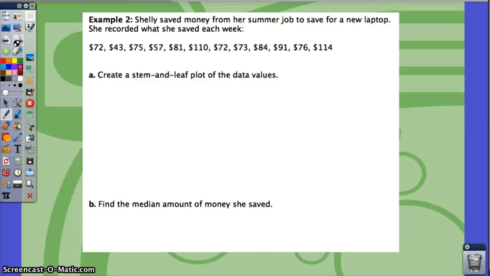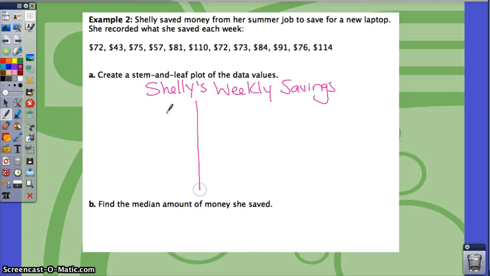So reading the top, I kind of already have a title. Shelley's saving money. So it's Shelley's, and she's saving this money each week. So Shelley's weekly savings. I'm going to have a stem and I'm going to have a leaf. So my stem is typically, and you don't have to write the word stem, but I'm going to write it just so we make sure we know. The stem is going to be on the left and the leaves are going to go out to the right.